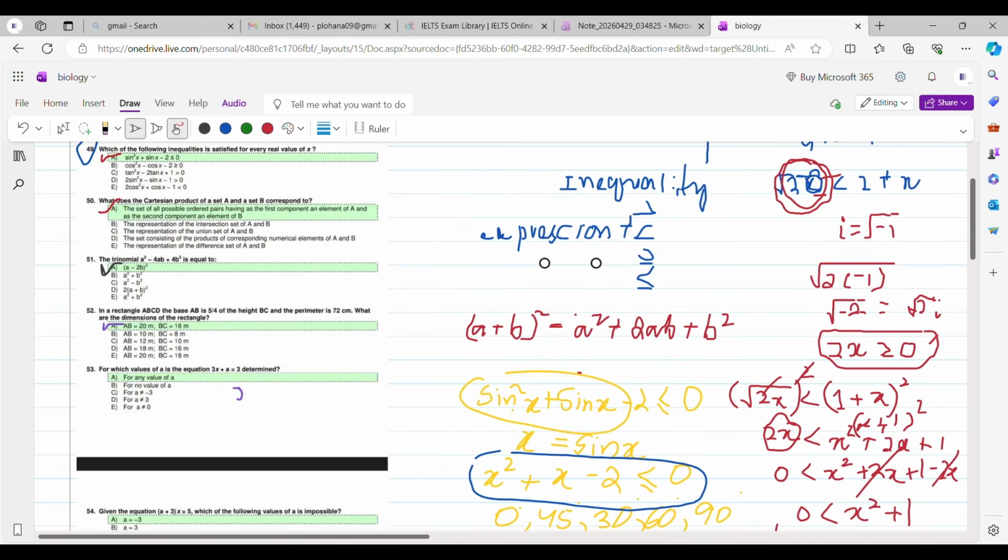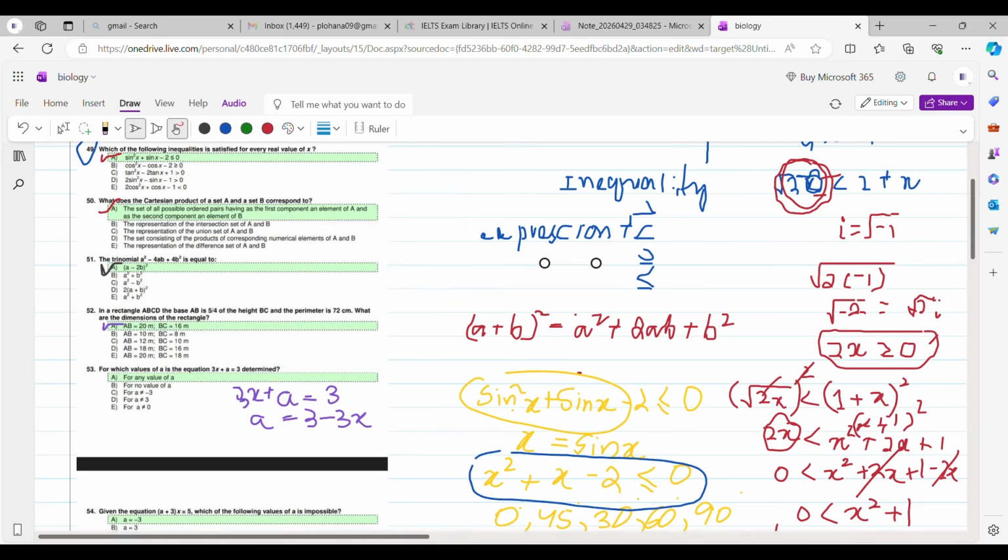So basically 3x, I'm sorry for a while, plus a is equal to 3. Okay, so we are going to find the values of a, right? Whatever the unknown number is, you just need to make it alone. So if I want to make this a alone, this 3x is positive, of course. When it goes there, it will be negative.